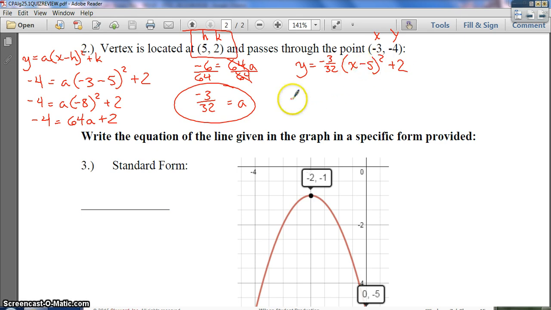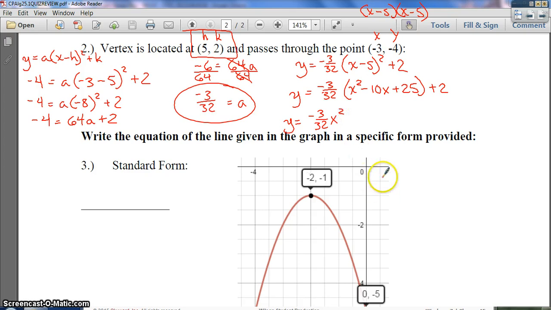So I'm going to FOIL this. So when I FOIL that, I'm going to get x squared minus 10x plus 25 plus 2 in the end. So I FOILed x minus 5. So x minus 5 times x minus 5. That's what I'm doing to get this. I'm going to distribute in my negative 3 over 32. You really don't have to do anything with the x squared. That guy's pretty much finished.